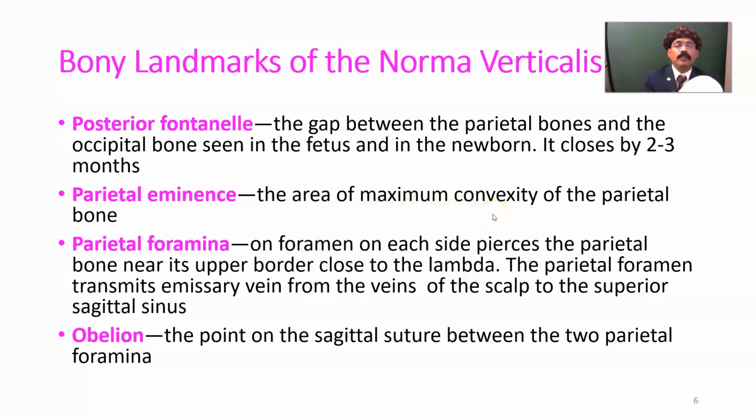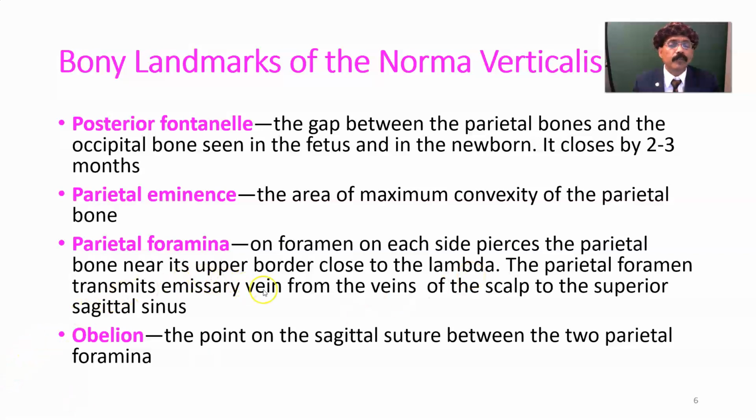Okay, this is the parietal eminence here. Another one is here. Parietal eminence is also a site of fracture. Okay, so parietal foramina on each side. Here we have seen parietal foramen here, one, another one is not shown in this bony model. Parietal foramina on each side pierce the parietal bone near its upper border, close to lambda, around 3 to 4 centimeters close to lambda.